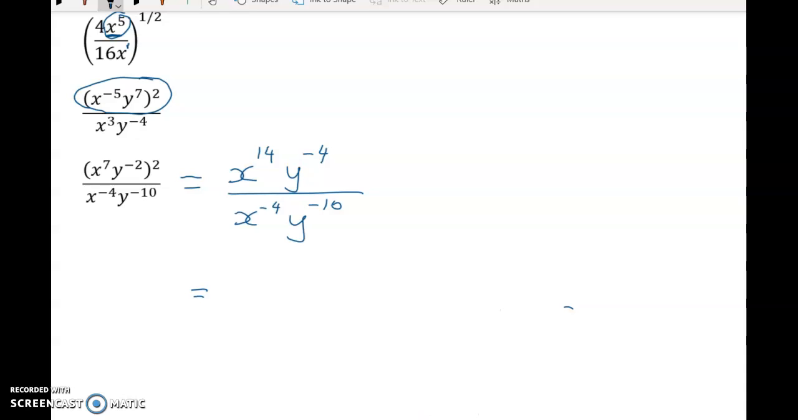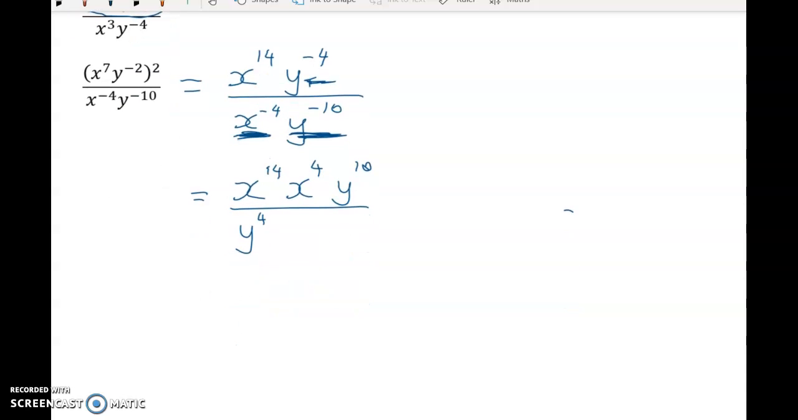So in here, what do we have? Well, we have x to the 14 just sitting there, and then this y here will be y to the power of 4 in the denominator. This x to the negative 4 in the denominator will be x to the power of 4 here, and then this y to the power of negative 10 will be y to the power of 10 here. So that gives me x to the power of 18, y to the power of 6.